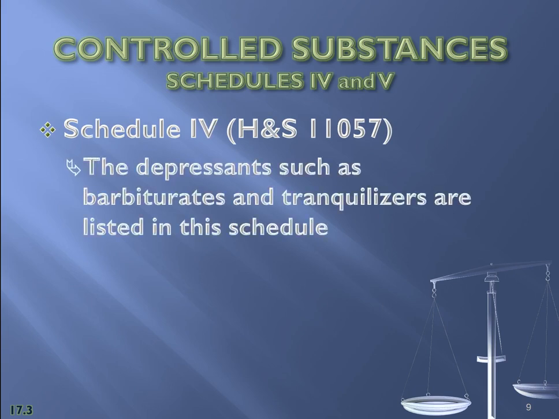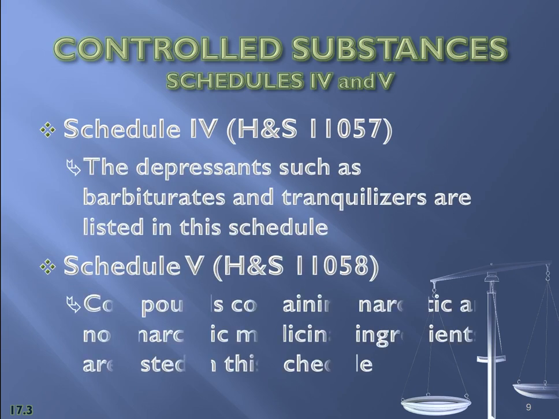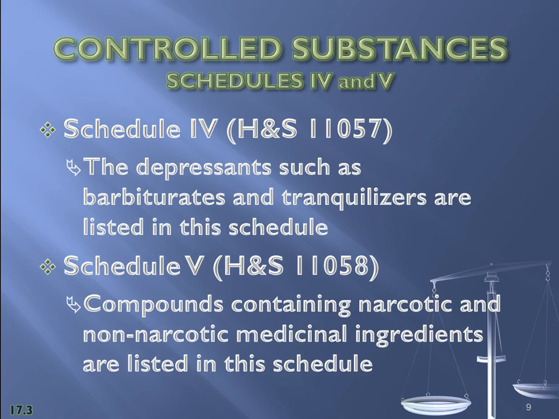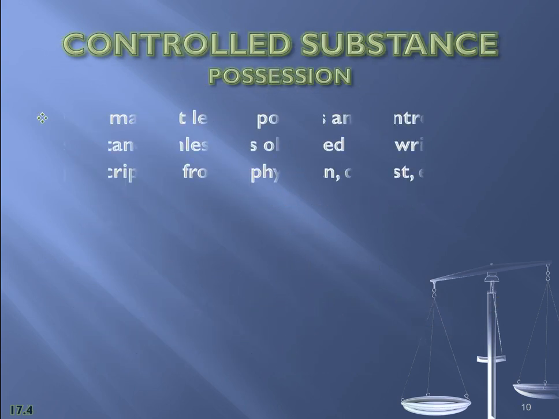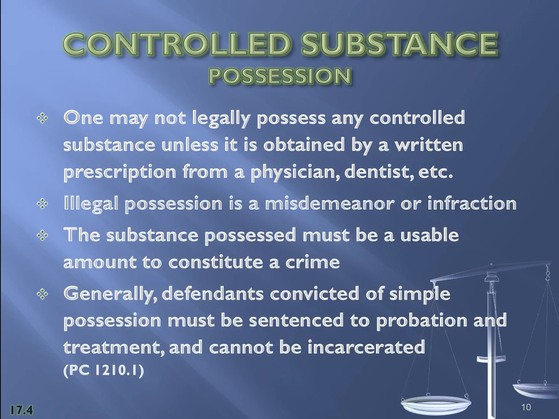And then 4 and 5, Schedule 4 is under Health and Safety Code 11057 and includes depressants such as barbiturates and tranquilizers. Those are listed in the schedule, and Schedule 5 is under 11058 of the Health and Safety Code, and this would be where compounds containing narcotic and non-narcotic medicinal ingredients are listed primarily in that particular schedule. So again, you don't have to know all of that stuff. It's just a good source of information.